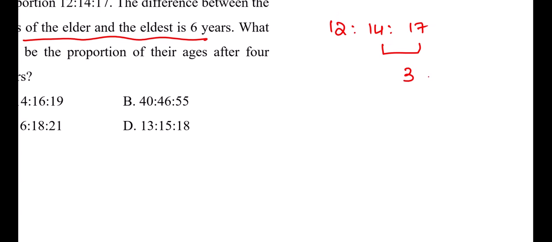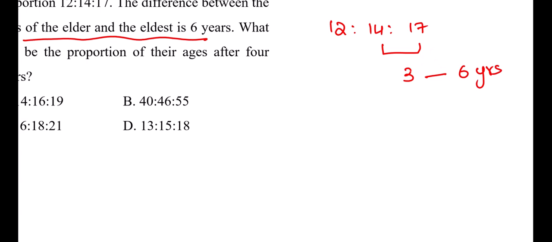The present ages of three brothers are in the proportion 12, 14 and 17. The difference between the ages of the eldest and the youngest is 6 years. What will be the proportion of their ages after 4 years? See, they gave three brothers' ages. The difference between the ages of the elder and eldest is 6 years. What is the difference here? 3, but they said 6 years.